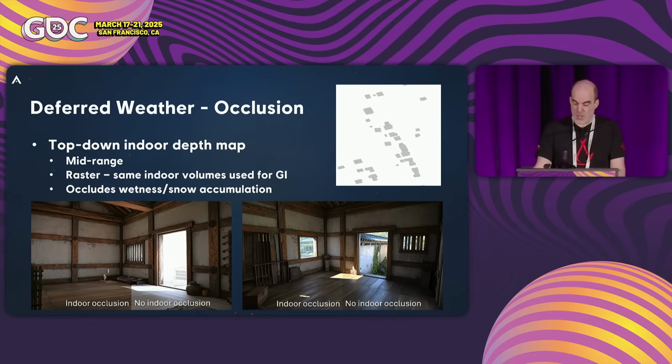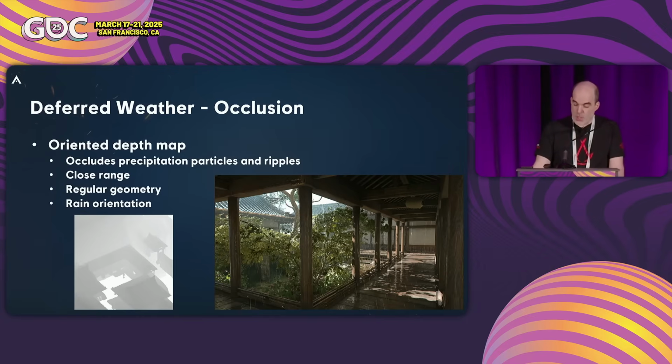So to exclude deferred snow and rain from interiors, we use the same indoor volumes again from BakeGI and RayTraceGI and so on. We rasterize them in an indoor depth map, and we use it to determine the occlusion factor when we apply the weather. It's very cheap to render this indoor depth map. It's just planes, basically. For particles, we render the surrounding in a depth map oriented with the rain direction. And we use it to occlude rain particles and rivers. So basically, the rain particles can penetrate through a window in interiors.